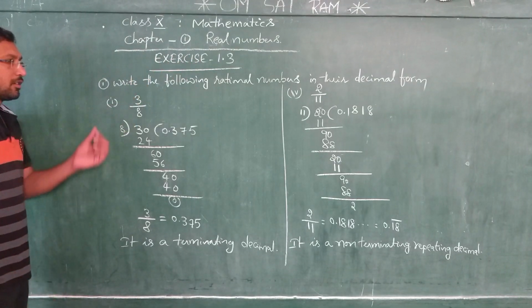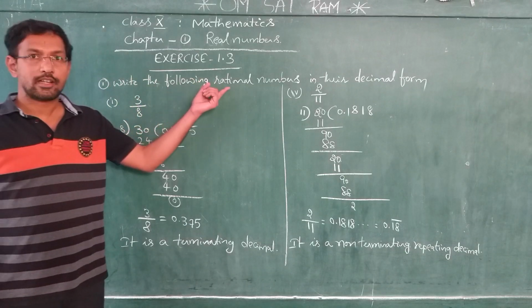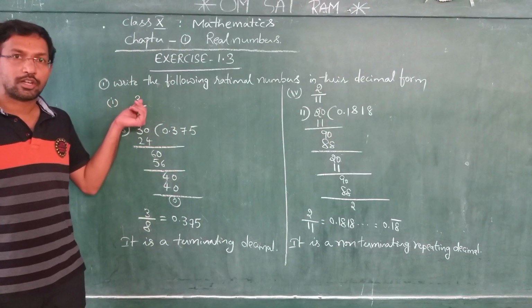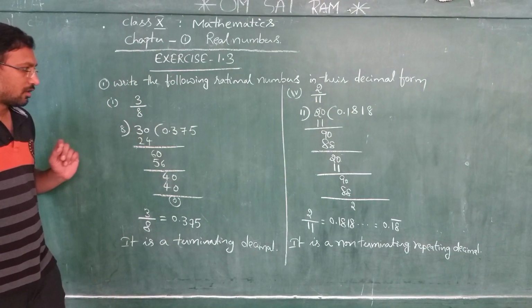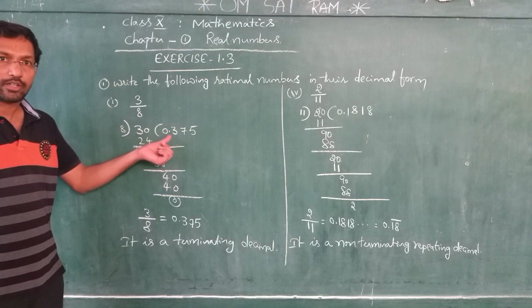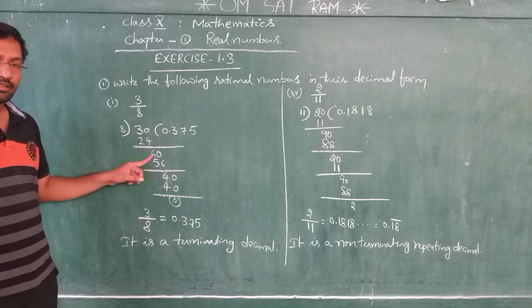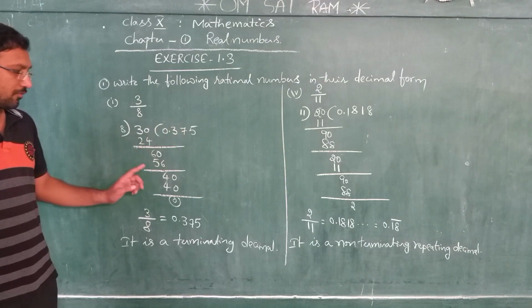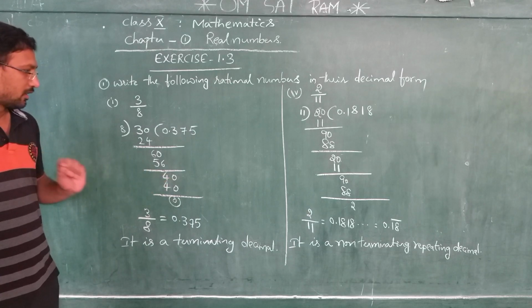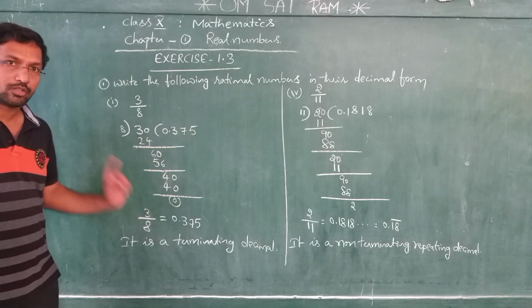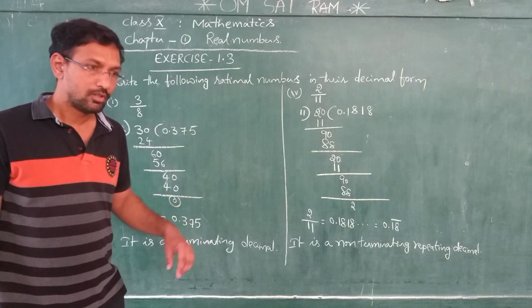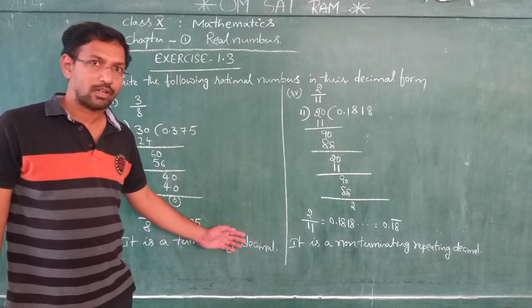Exercise 1.3, first bit: write the following rational numbers in their decimal form. First problem, 3 by 8. Now we divide 3 with 8. 8 3s are 24. Remainder is 6. 8 7s are 56. Remainder is 4. Because of the decimal point we keep 0 here. 8 5s are 40. Remainder is 0. 3 by 8 equal to 0.375. It is a terminating decimal.